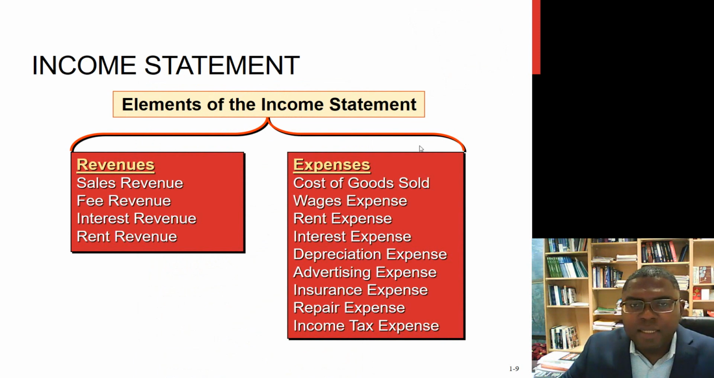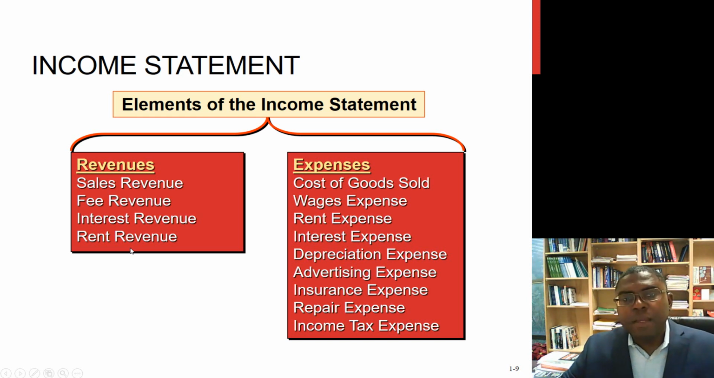We move to the next statement. The second statement is the income statement. The income statement is going to tell us whether the company is profitable or not. It is going to capture the revenues, and it is also going to capture the expenses. So how is revenue earned? For this company, revenue is earned through sales, fees, interest, and rents. Accordingly, we have sales revenue, fee revenue, interest revenue, and rent revenue.